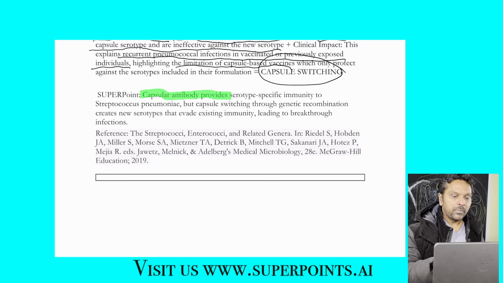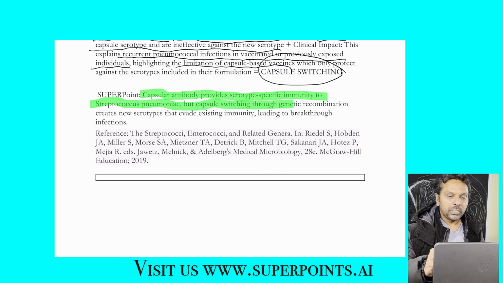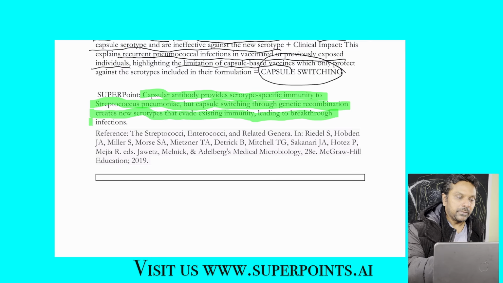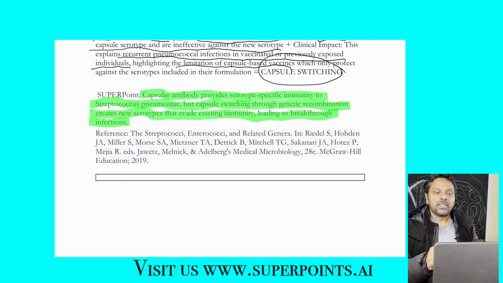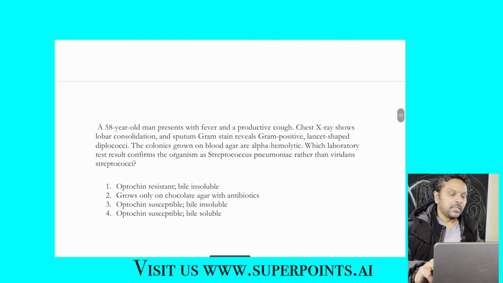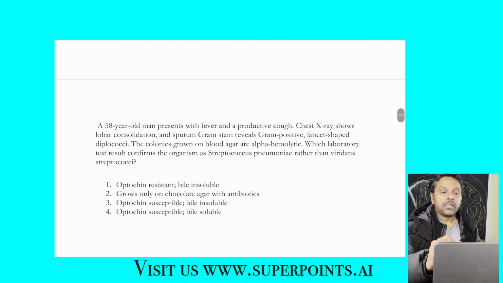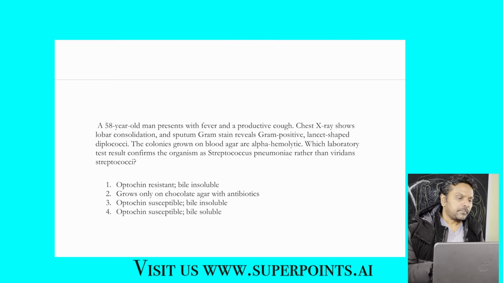Capsular antibody provides serotype-specific immunity to Streptococcus pneumoniae, but capsule switching through genetic recombination creates new serotypes that evade existing immunity, leading to breakthrough infections. So, capsule switching. All right, folks, remember that important concept. Let's go to the next question.